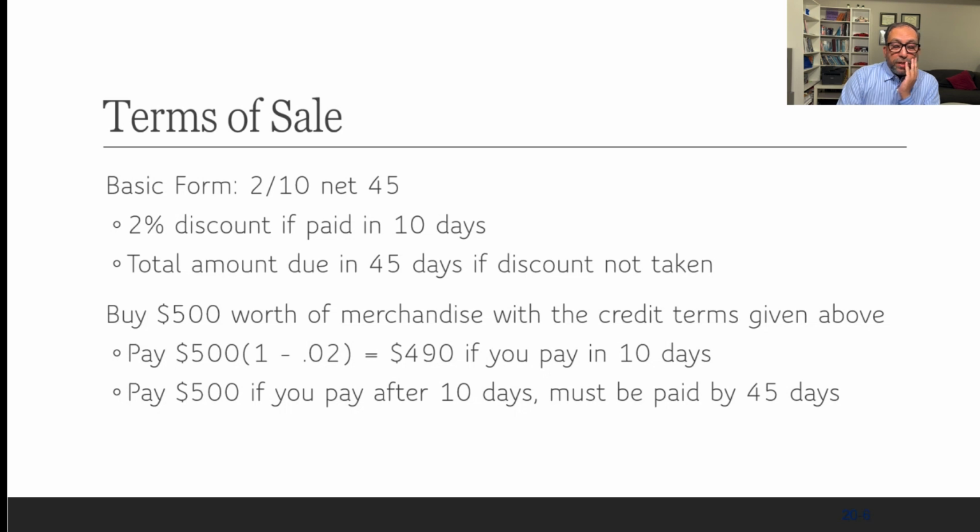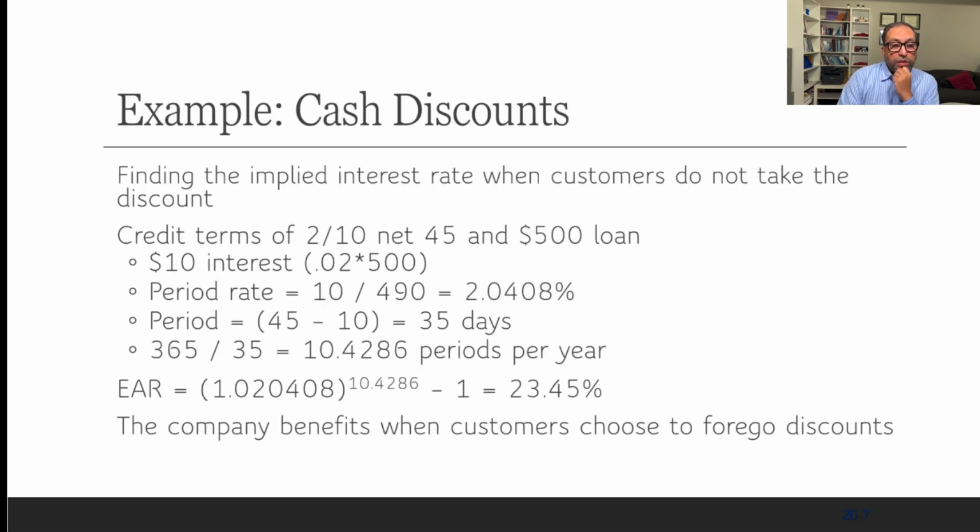If the customer pays within 10 days, then how much discount is the person going to get? $10, so he has to pay 490. If you pay within 10 days, you will pay 490, right? And if they pay on the 45th day, then the amount is 500, right? Now, this is the analysis: the credit terms are 2/10, net 45, and a 500 loan.